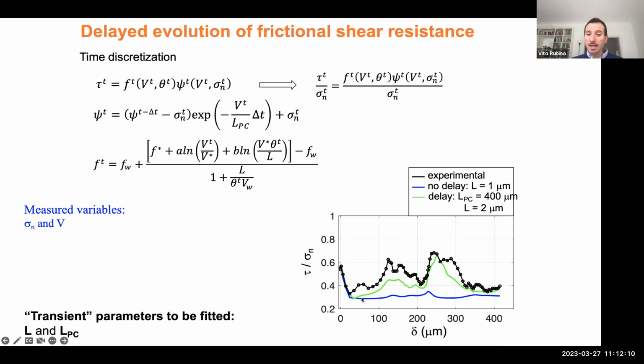And if we do that, then we obtain here the green curve. So black is the measurement, blue is flash heating, and green is the new one. It's already a good improvement, but we are not quite there yet. So we have assumed these parameters here.